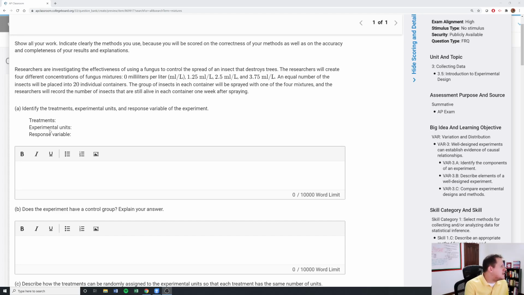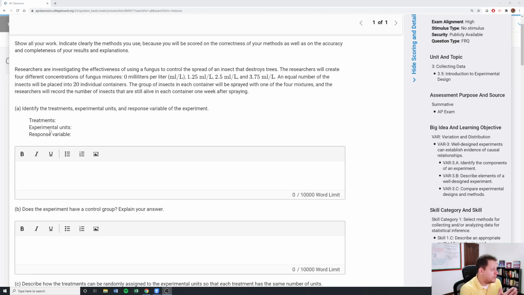From the chief grader's response to the AP test from the year that this test was given, they said that that was, I think, the most missed part of any free response question on the entire exam. Because people wanted to say the experimental units were the insects. But they're not. An experimental unit is the thing that the treatment is applied to. And the treatment needs to be applied to one experimental unit at a time.